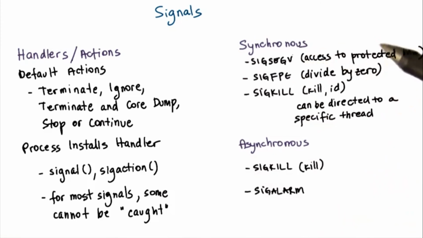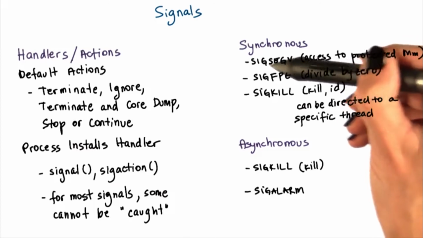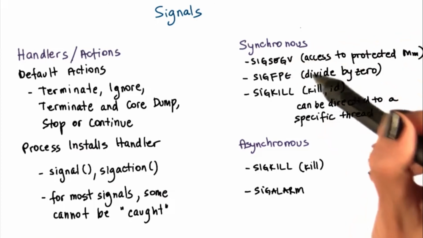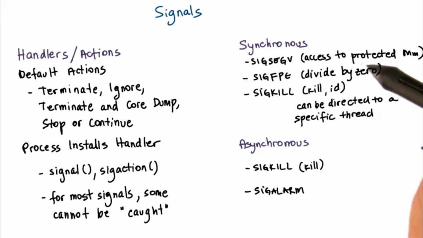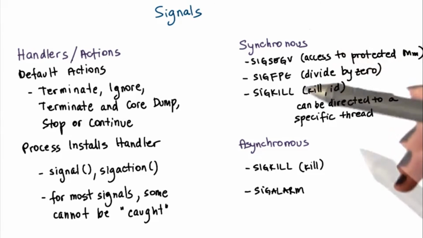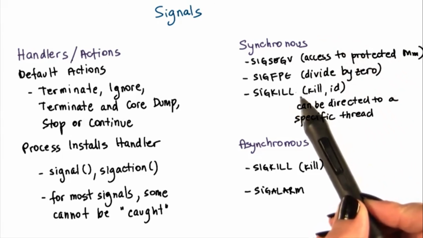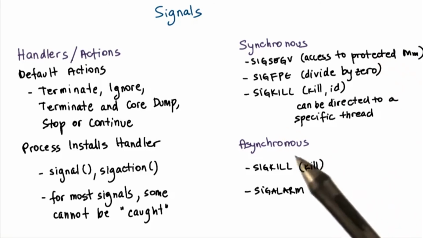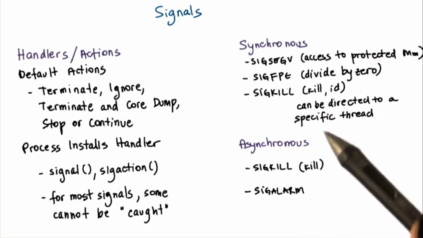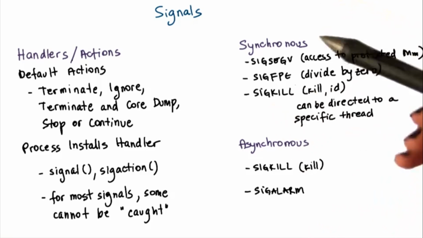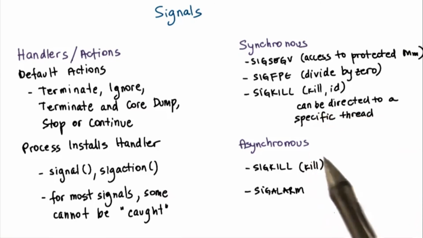For instance, as a result of an attempted access to an illegal memory location, a protected memory location, the signal SIGSEGV would occur. Or we have a signal that occurs synchronously as a result of an attempt to divide by zero. An example of a synchronous signal is also one that can be directed from one process to another. So there is an API to send a directed signal to a specific thread, and this is really a synchronous event.